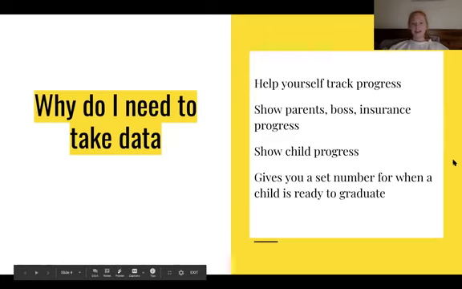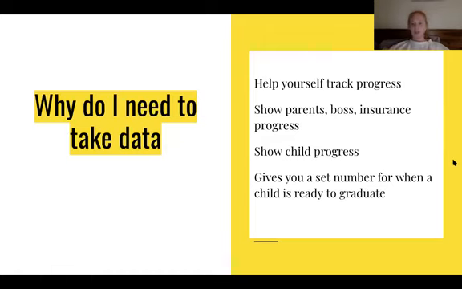So why do you need to take data? Like I said before, to help yourself track progress, and show the child's progress. So you're going to need data in order to write the goal, but also to make sure that they're doing what they need to do to meet it and that you're doing what you need to help them meet it. It also shows their parents, or your boss or their insurance progress. Those people, in an ideal world, wouldn't matter, but they do realistically.